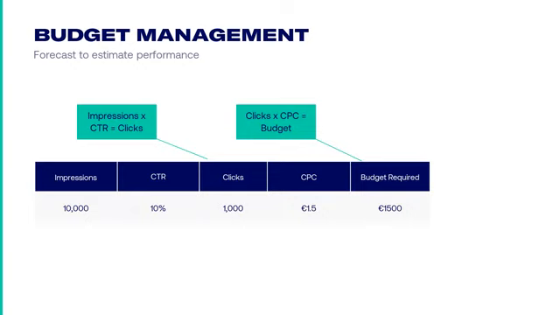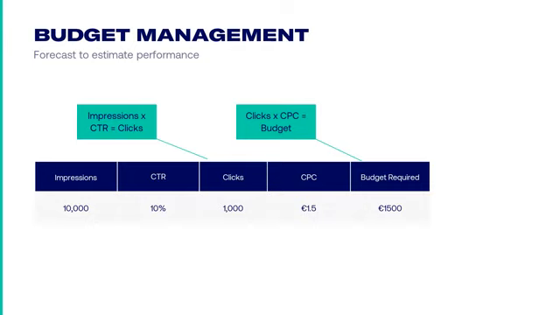Again, using the metrics available to us, we can forecast. Using impressions and clicks to understand our CTR, there are different formulas for understanding how much we might need to spend in order to drive a certain amount of traffic. For example, in this example, our cost per click is €1.50. We need to drive 1,000 clicks to hit our KPI based on our conversion rate. So in order for us to drive 1,000 clicks at €1.50 per click, we need to spend €1,500.